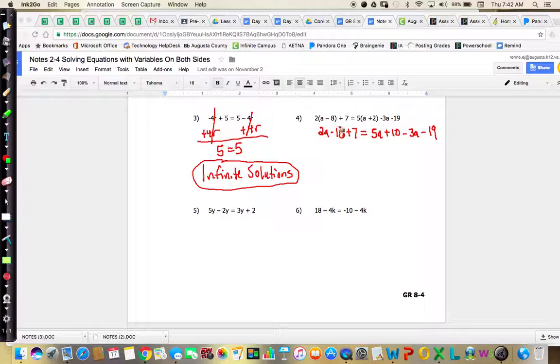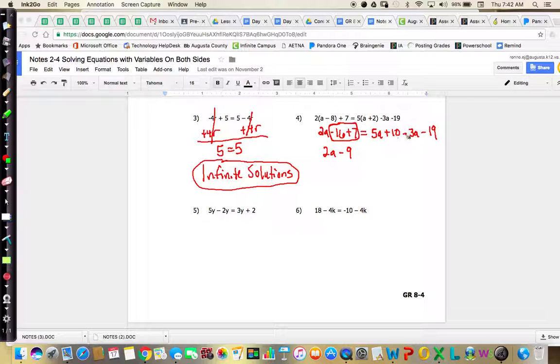Now, we combine like terms on the same side, so I'm going to combine these. And we have minus 16, so that's negative 16, excuse me, plus 7, which is negative 9. So I'm going to write 2a minus 9.